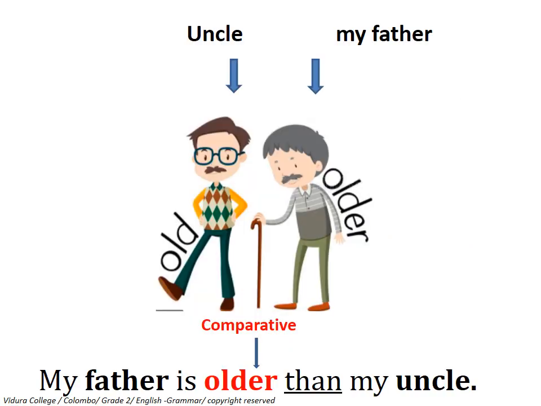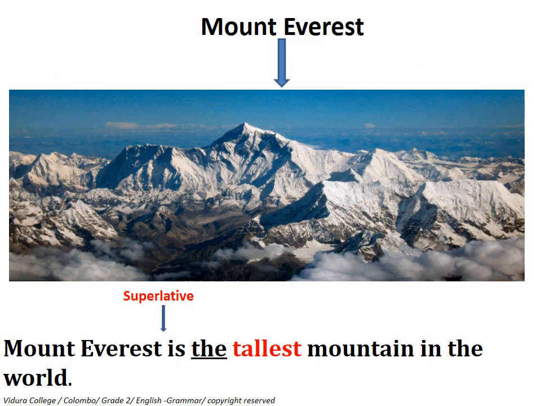My father is older than my uncle. Older. We have used a comparative adjective to compare my father and my uncle. Mount Everest is the tallest mountain in the world. We have used the superlative adjective tallest to compare Mount Everest with all the other mountains of the world.